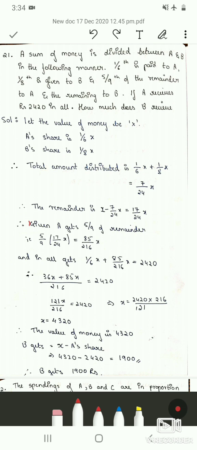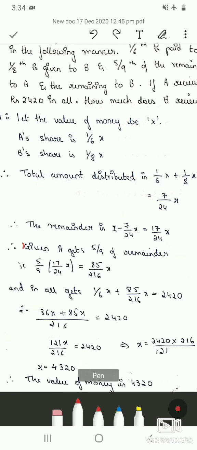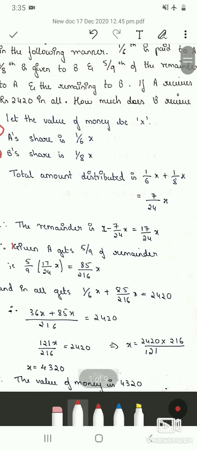So in the first step, let us consider the value of the money to be X, and then they have given A's share to be 1/6 of the total money. So we can write it as 1/6 of X, and B's share is 1/8 of X. Therefore the total amount distributed is A's share plus B's share, which is 1/6 X plus 1/8 of X. Take the LCM and simplify. So LCM of 6 and 8 is 24. When you simplify, the total amount distributed is 7/24 x.